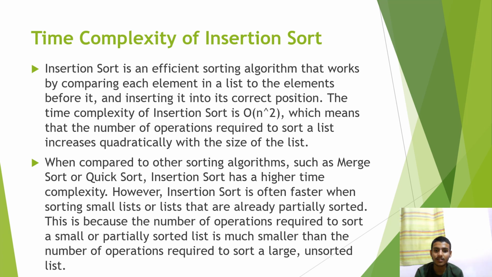This is because the number of operations required to sort a small or partially sorted list is much smaller than the number of operations required to sort a large unsorted list. Let's move to the next slide.